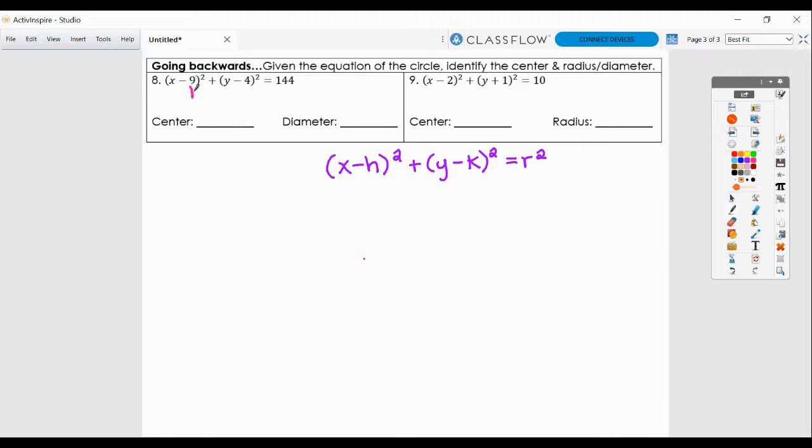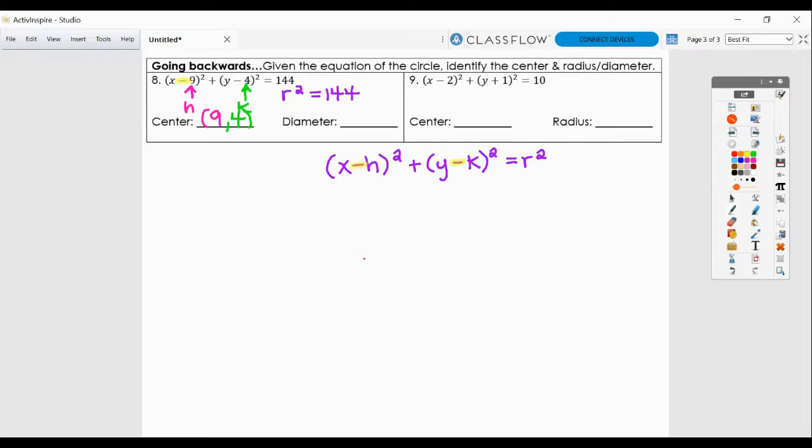So it's x minus h, so this 9 will be our h. And it will be a positive 9 because we already had negative in standard form, and the negative is still there. Then we have plus the quantity y minus k squared. Well, it's here y minus 4, so I'm looking at 4 as my k. Again, a positive 4 because we already had the negative there in standard form. Last but not least, it's all going to be equal to r squared. So this 144 is really saying r squared is equal to 144.